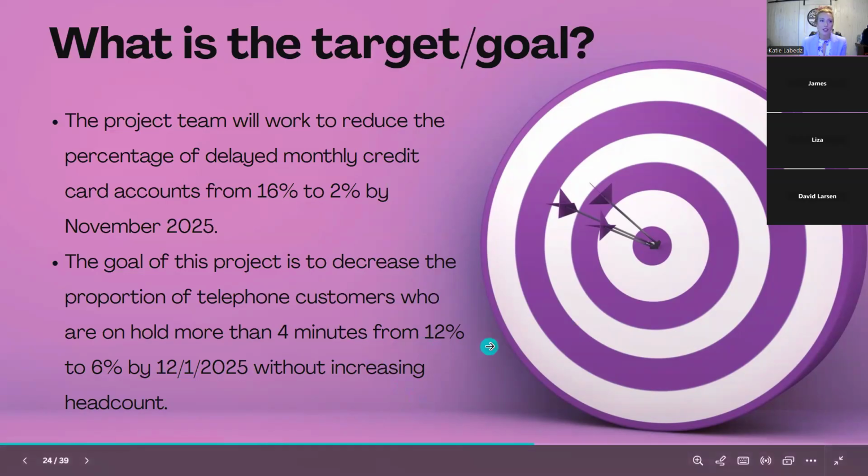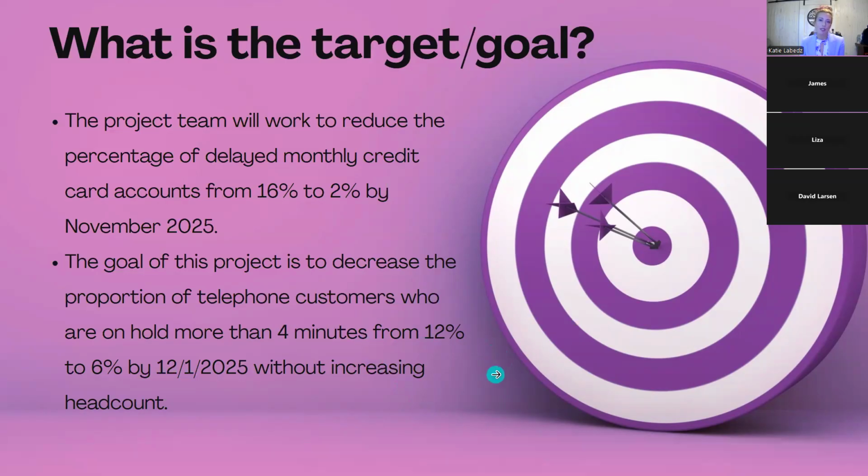The goal of this project is to decrease the proportion of telephone customers who are on hold more than 4 minutes from 12 to 6% by 12/1/2025 without increasing headcount. Great. That is fantastic.